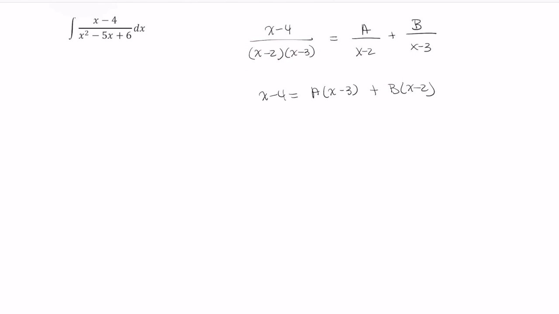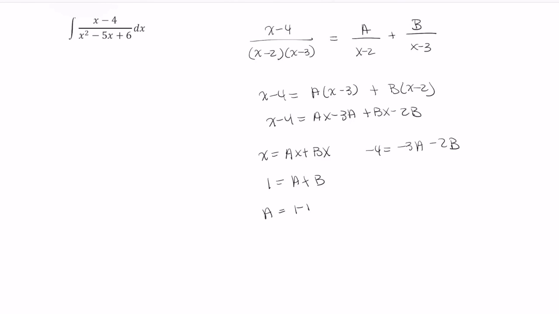Okay, so where does this get us? I've rewritten this, and now I'm going to rewrite this one more time, and I'm going to rewrite two equations based on this. The first one involves only the x's, so x equals ax plus bx, and the second involves all the constants, so negative 4 is equal to negative 3a minus 2b. In order for this equation to hold, 1 has to equal a plus b, so a equals 1 minus b.